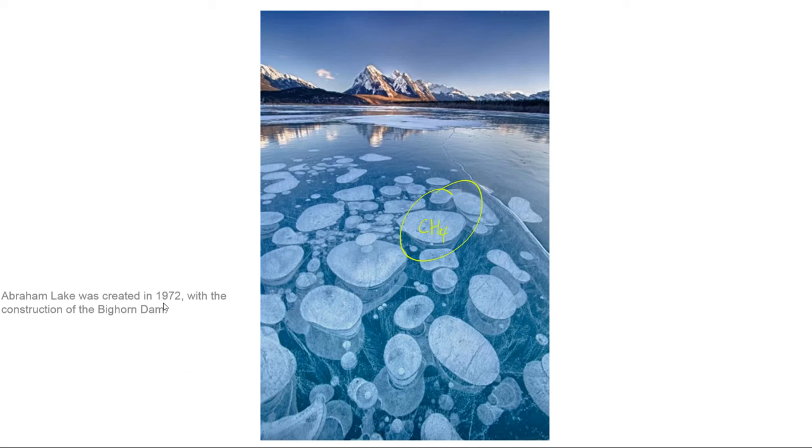You can tell it's methane. You can go out to Abraham Lake. I recommend it. It's beautiful. If you go down to Red Deer and then turn right on Highway 11 and just keep driving until you hit the mountains, you'll know when you pass by it. It's big, it's beautiful. It's deep. But you can see these bubbles.